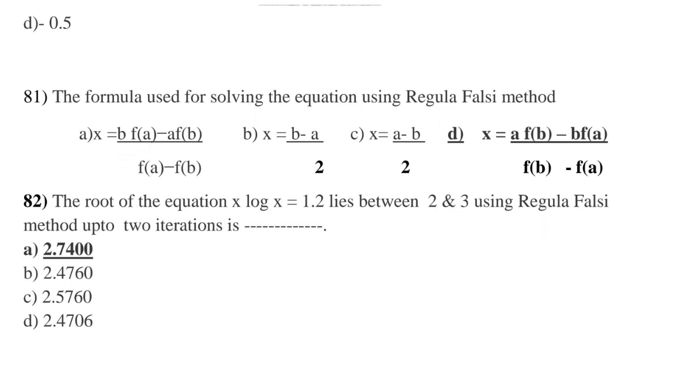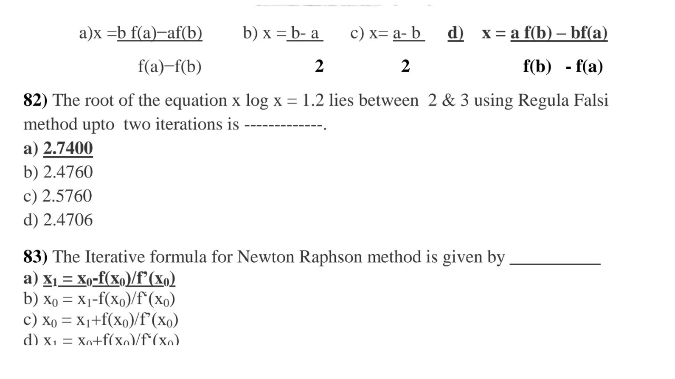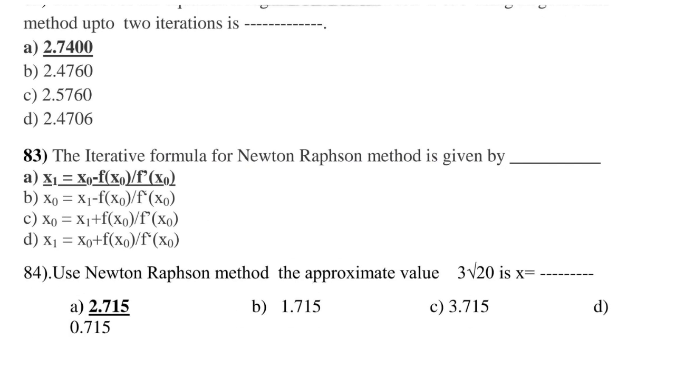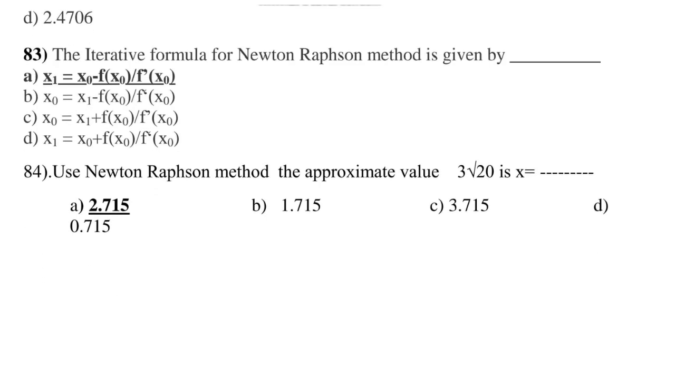The formula used for solving the equation using Regula-Falsi method is x is equal to (afb minus bfa) upon (fb minus fa). The root of the equation x log x is equal to 1.2 lies between 2 and 3 using Regula-Falsi method up to 2 iterations is 2.7400. The iterative formula for Newton-Raphson method is given by x1 is equal to x0 minus f(x0) by f'(x0). Use Newton-Raphson method for the approximate value of cube root of 20, it is 2.715.